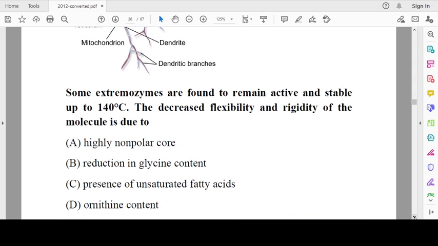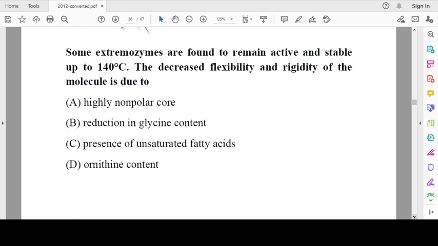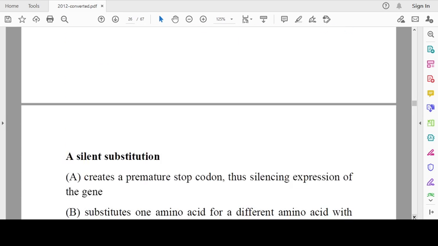Some extremozymes are found to remain active and stable up to 140 degrees Celsius. The decreased flexibility and increased rigidity of the molecule is due to a reduction in the glycine content. Extremophiles remain active and stable up to 140 degrees, and this rigidity is due to the reduction in the glycine content of the protein.